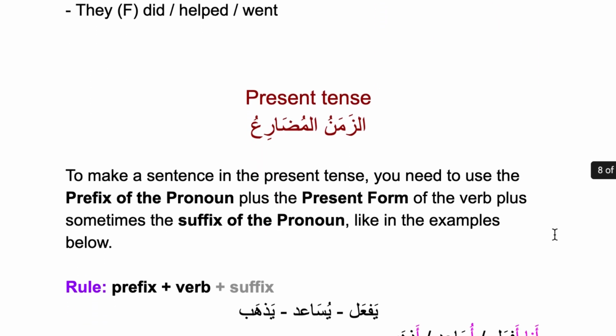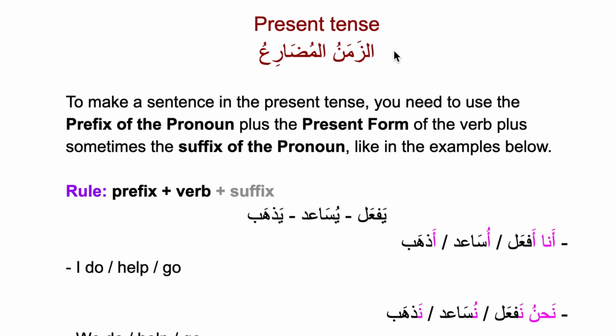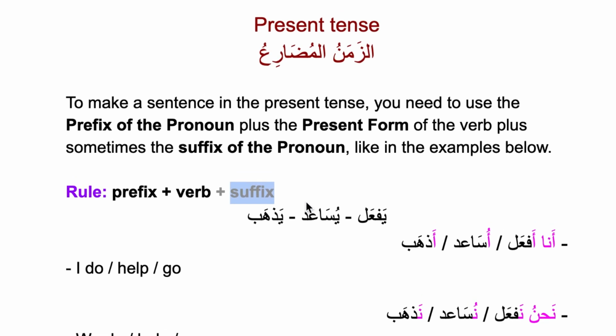Okay, that was everything about the past tense. Now let's go through the present tense, الزمن المضارع. In the past tense, we use the verb plus the suffix to refer to the doer, or who did the action. But in the present tense, we use the prefix plus the verb and sometimes the suffix. For example, أنا means I. And if you want to say I do, then you would say أفعل.